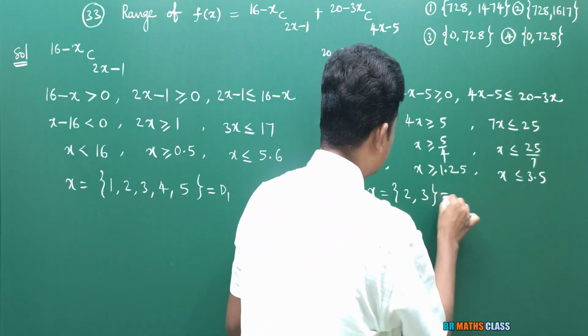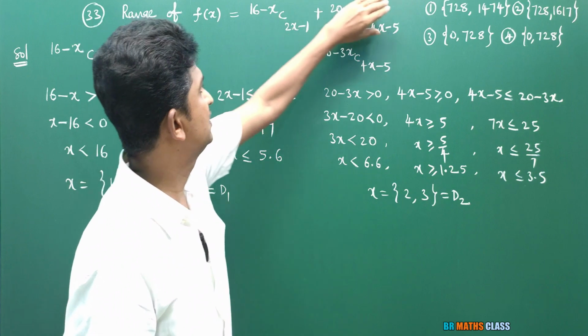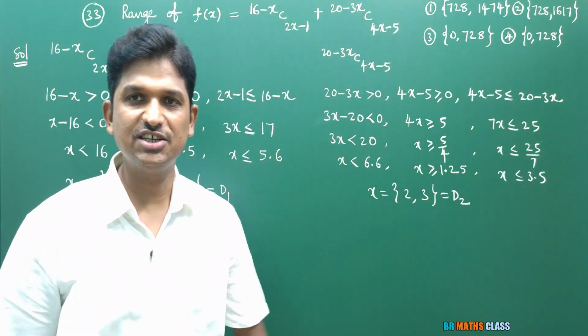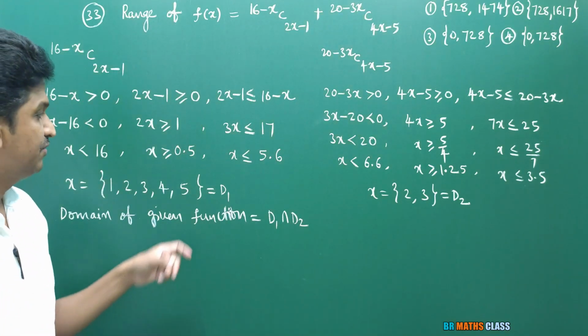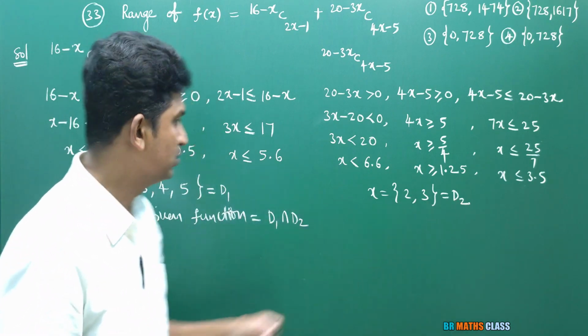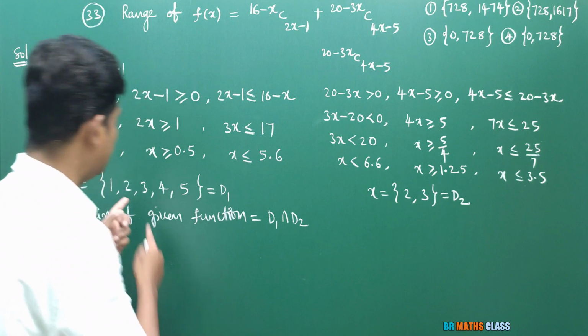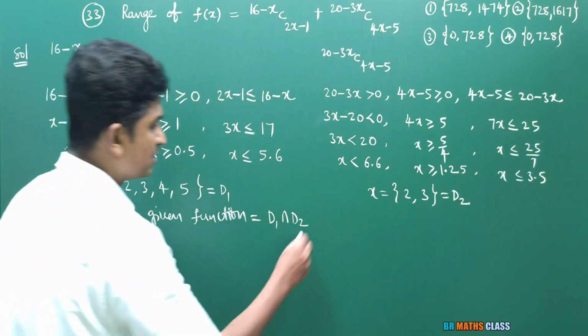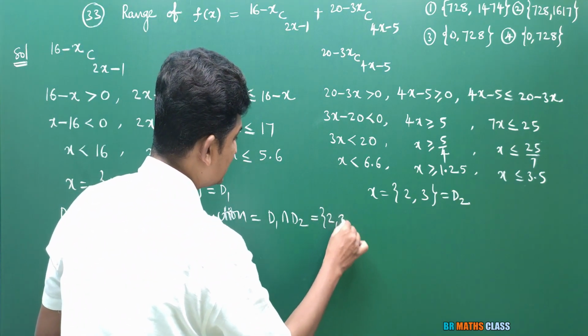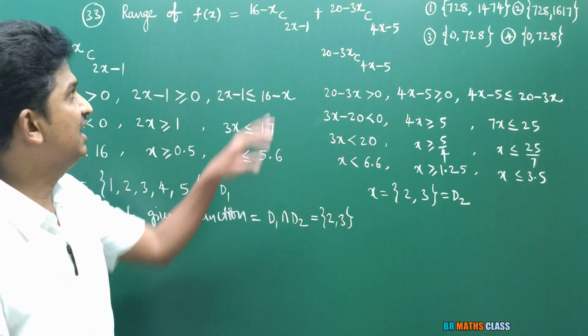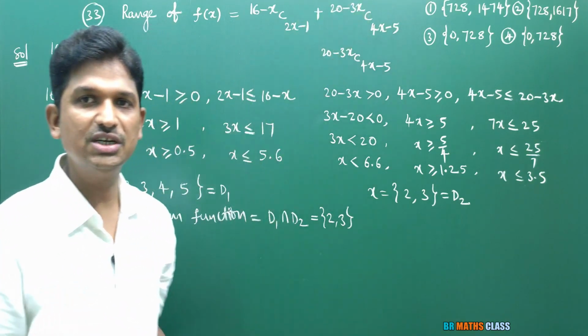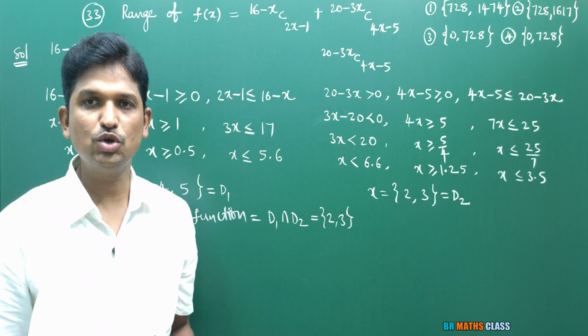So I'll take this as D2. The domain of this full function is D1 intersection D2. You do the intersection of these two, which are the common elements. In this set 2, 3 is there. In this set also 2, 3 is there. So D1 intersection D2 is the set {2, 3}. So finally I calculated the domain of the given function. The domain of this function is the set {2, 3}.